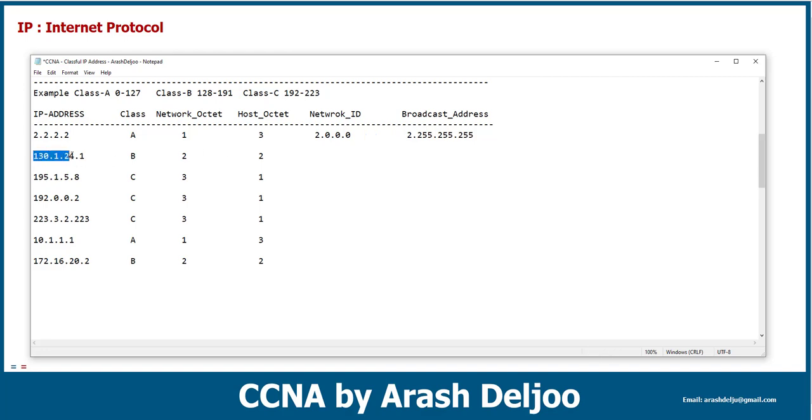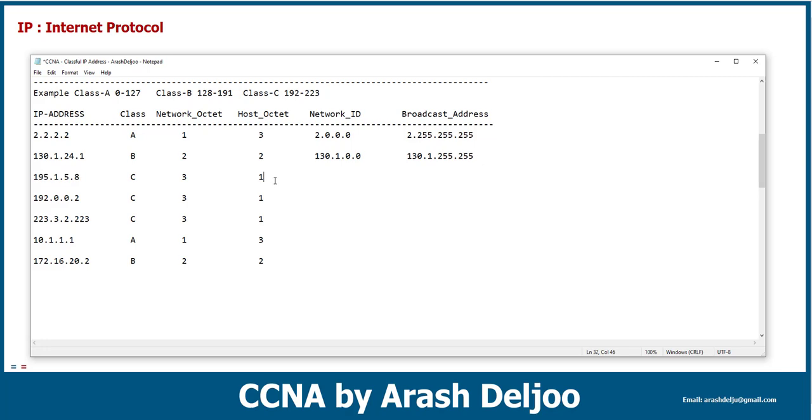Let me talk about the second example, IP address 130.124.1. You know that this is a class B IP address. Because of that, as you can see here, we have the network part or network ID 130.1, then .0.0. This is the network ID. I used 0 instead of the host bits. Because of that, now we have the network ID, and for the broadcast address we can use 130 again, 255.255. I used all of the host bits 1.